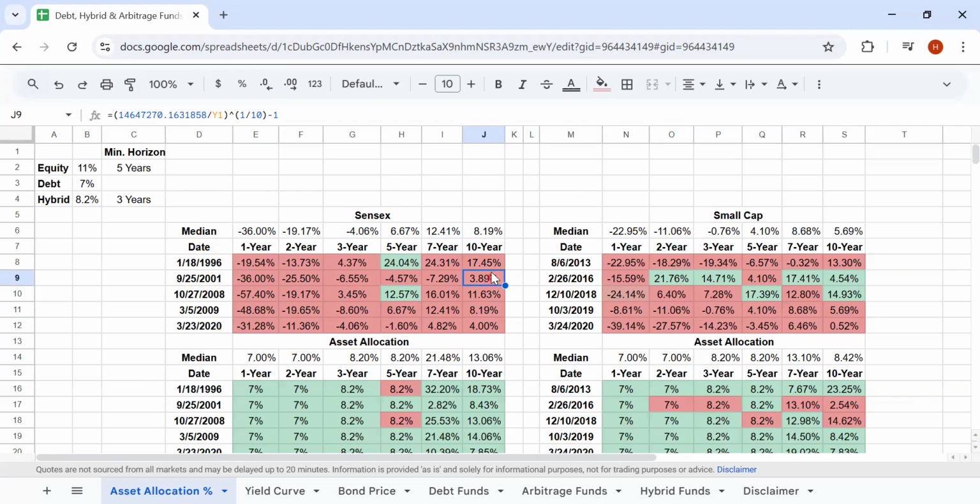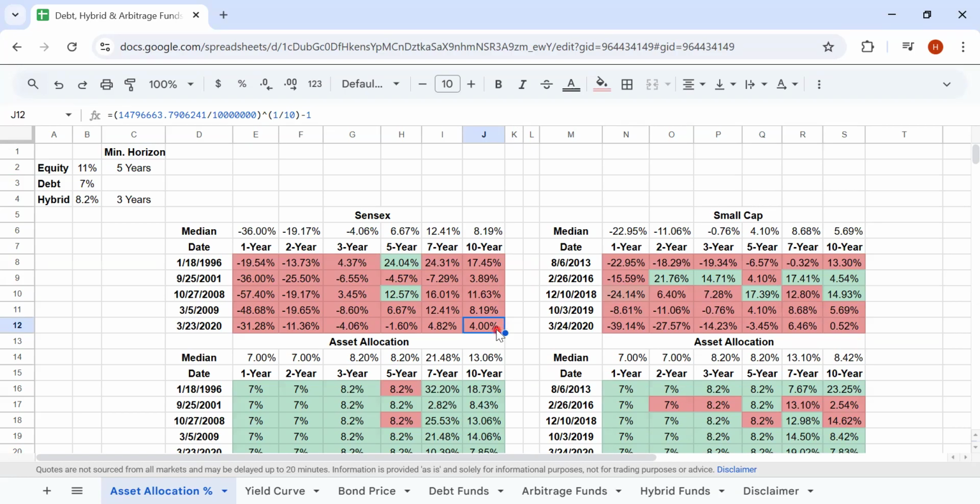If you look at it, probably this looks like a very high figure. But if you look at 2001, if somebody had invested in 1991, 25th September, and waited for 10 years, that would have been like 3.89%. Same thing in 2010 March, that would have been a 4% return.